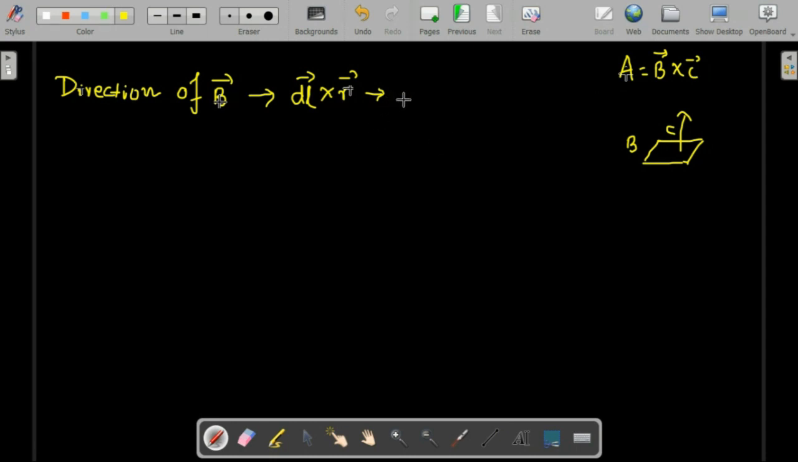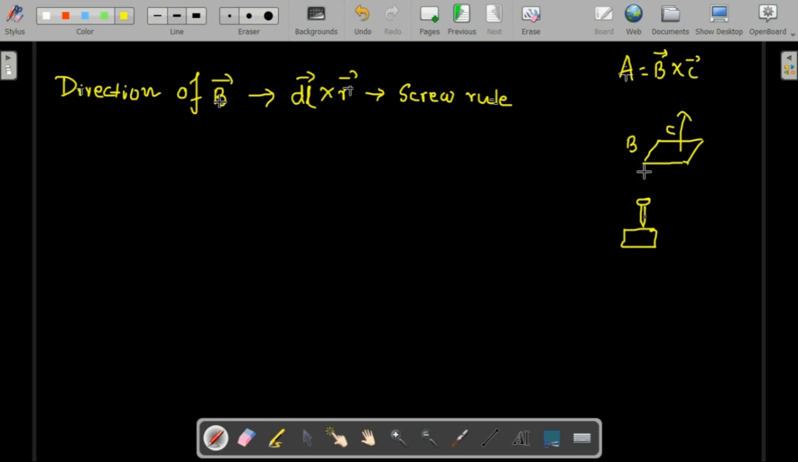But here, there are two rules that we can use. One is the screw rule. Screw rule means you take a screwdriver and you have a screw, and you're trying to put it in. Maybe it's wood and you want to put that screw inside.